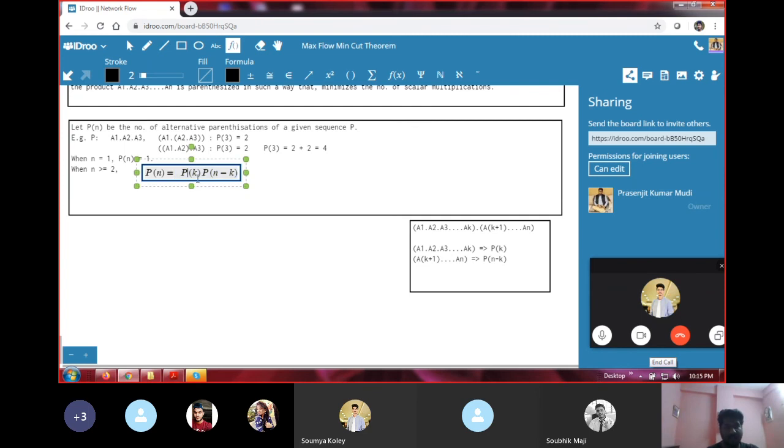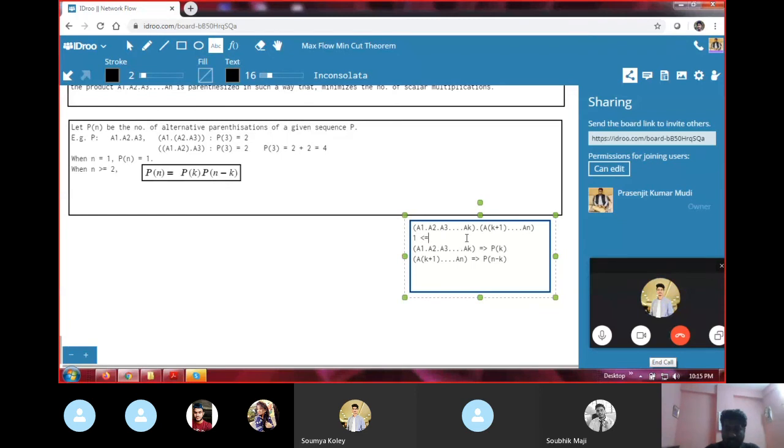Now this is for a single K. Single K means where we have split the overall sequence into two subsequences, between the matrix AK and the matrix AK plus 1. And what is the value of K? K may be 1. Here I may split the overall sequence into two subsequences. The first sequence consists of the single matrix A1, and the second subsequence consists of the remaining n minus 1 matrices. K may be equal to 2. That means this could be my first sequence and this will be the second sequence.